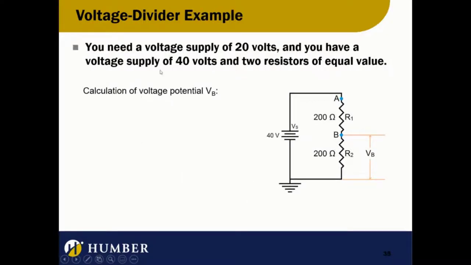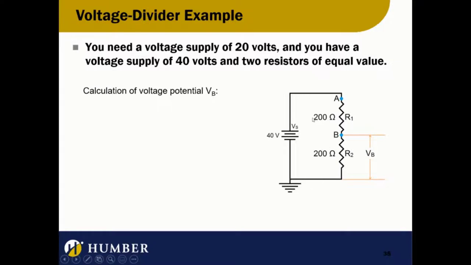Okay, here we go. You need a voltage supply of 20 volts, and you have a voltage source of 40 volts. So you have 40 volts, but all you need is 20. So I'm going to put a 200 ohm resistor here and a 200 ohm resistor here. Now, I know the voltage potential here is going to be 20, and you guys know that without even doing the math. You know that this guy divides the voltage evenly.